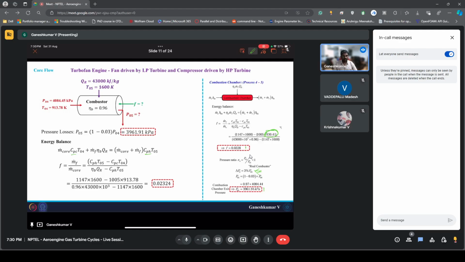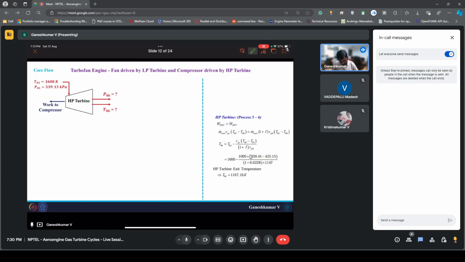I hope this is also clear till now. Now let me go forward with the turbine. From the turbine, it's a bit different, so I would like you to take your pen and paper to solve it. Until here, it's a straightforward thing. From the turbine, your energy balance is going to change.